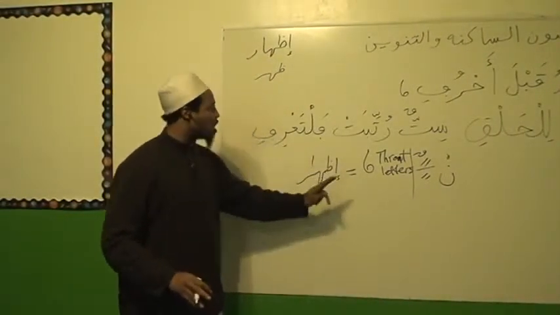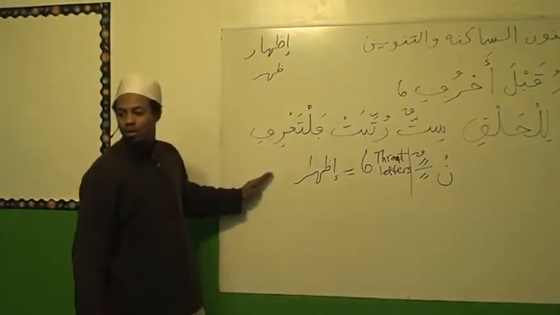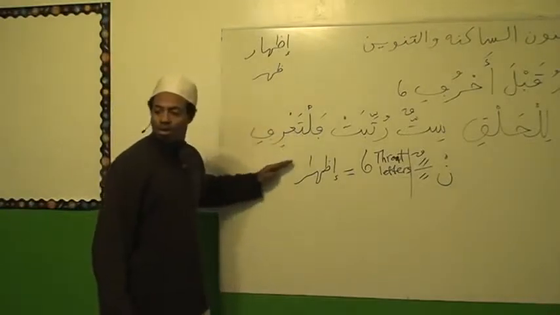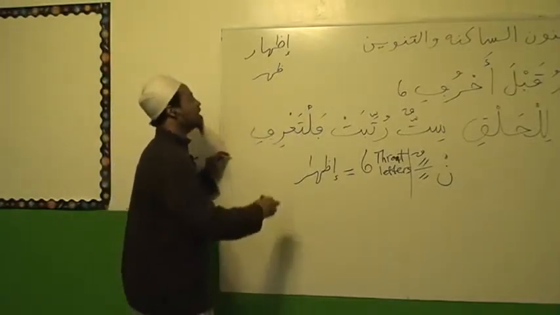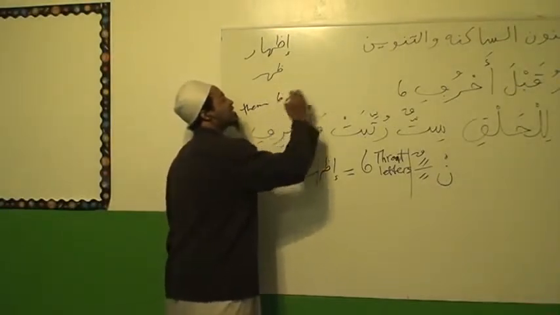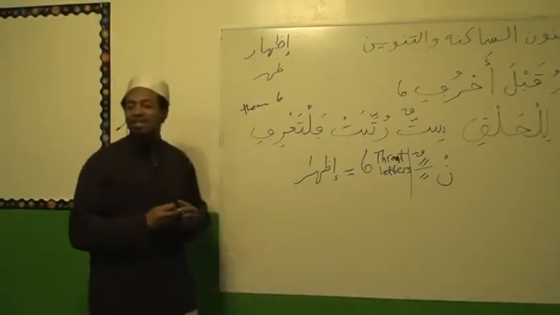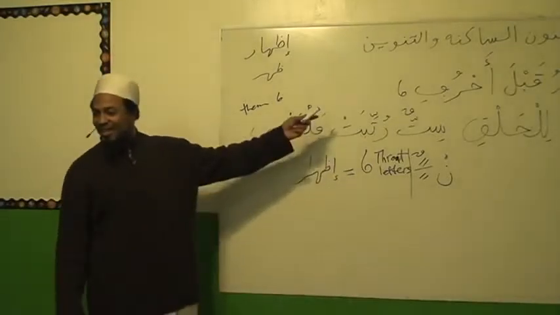So we need to know, like he said, feltarafi. So then you should know. So then know what they are. The implied speech here is, so know them. What are they? The six letters of the throat. Okay, so now we have to find out what the six letters of the throat are. Do we understand this line?